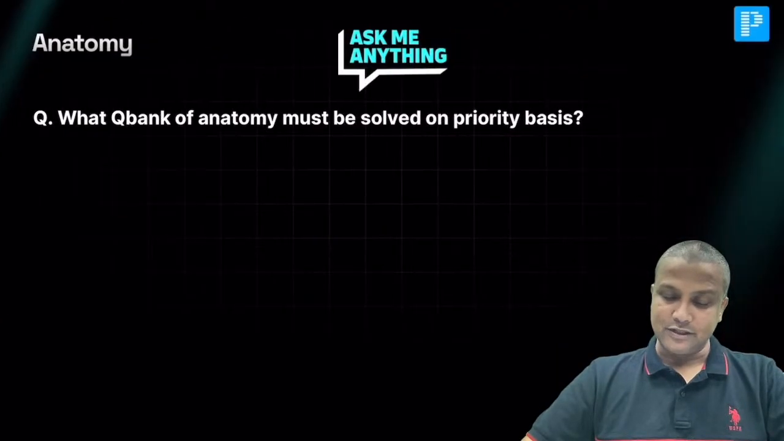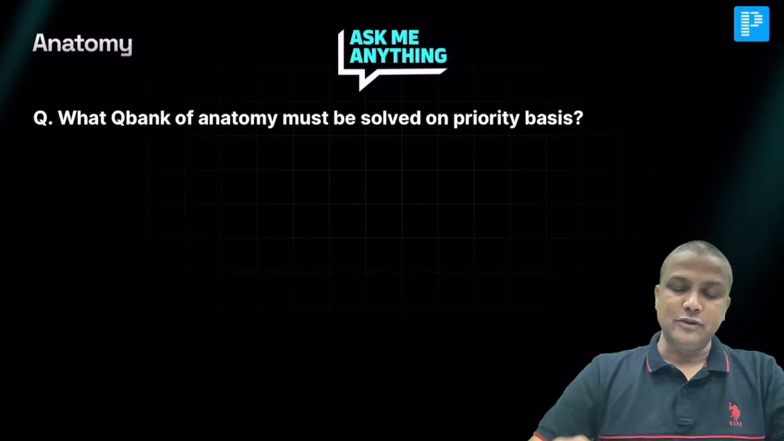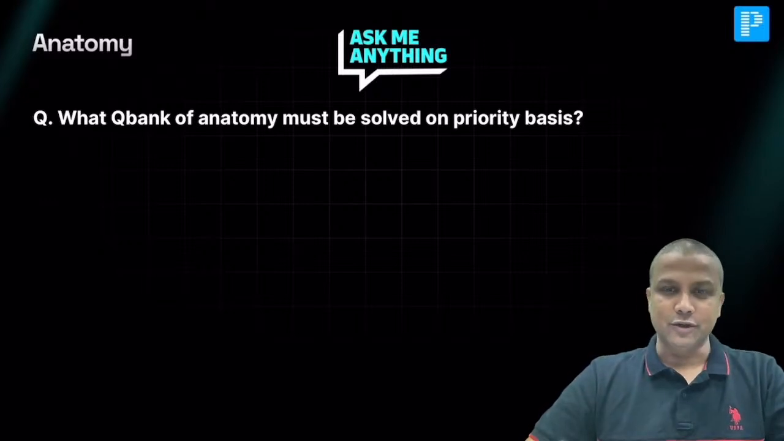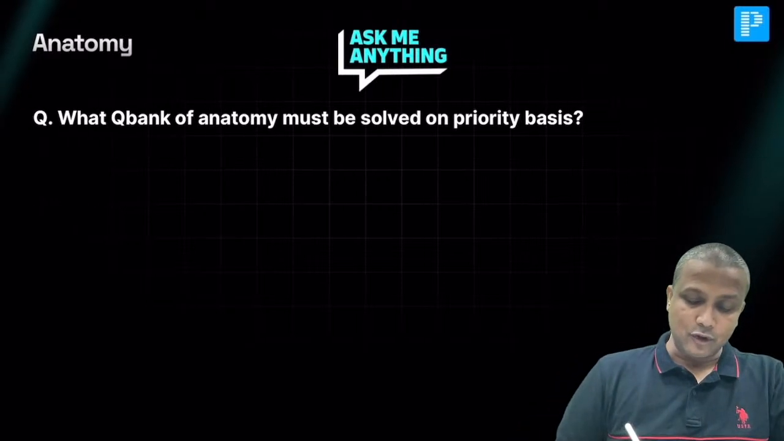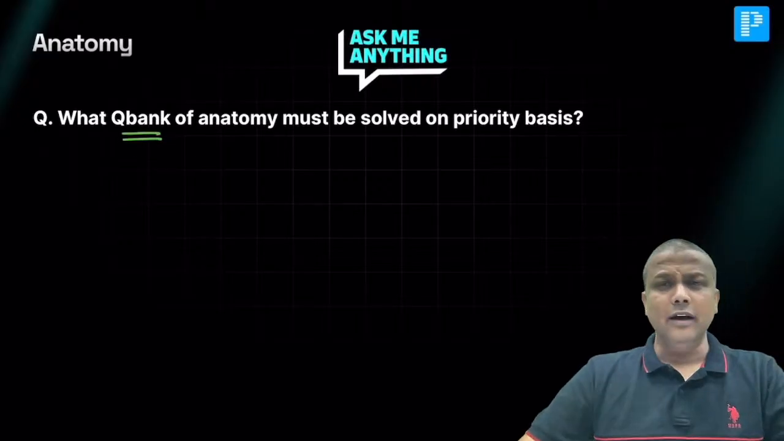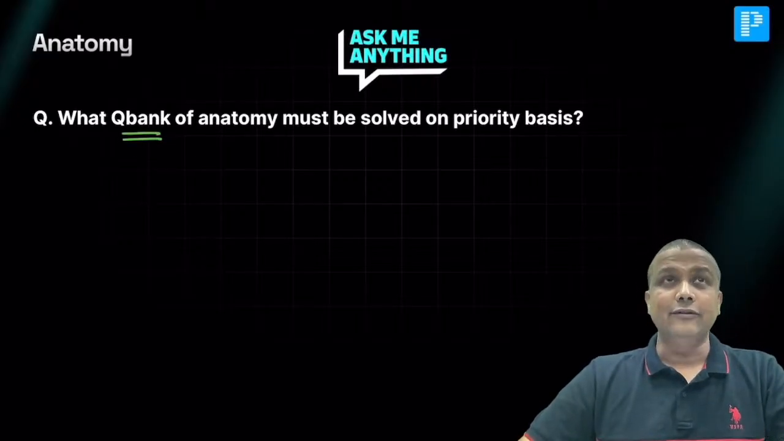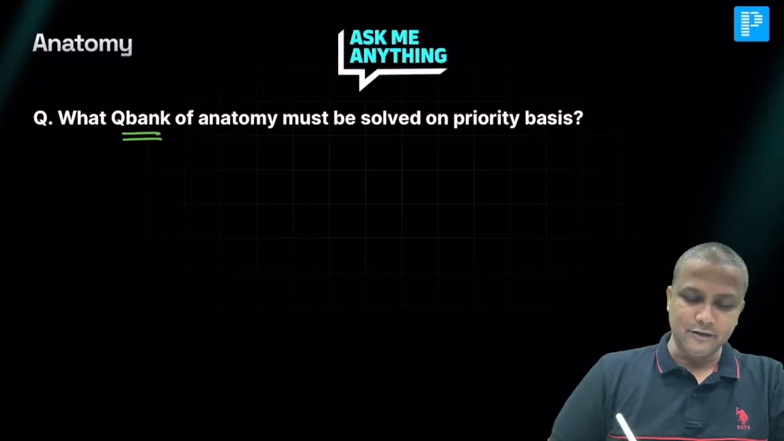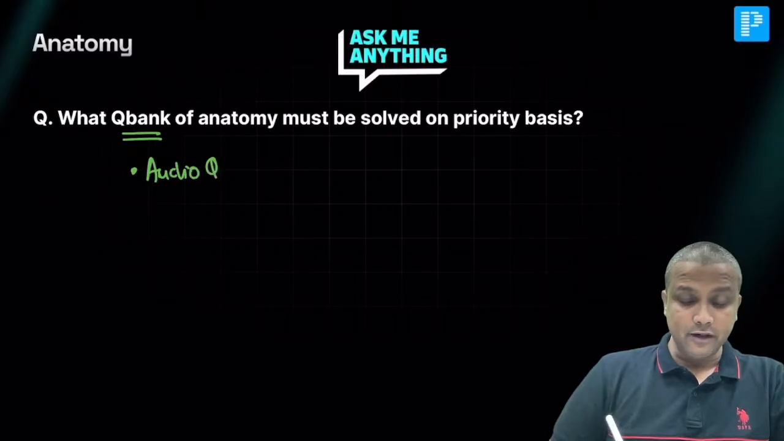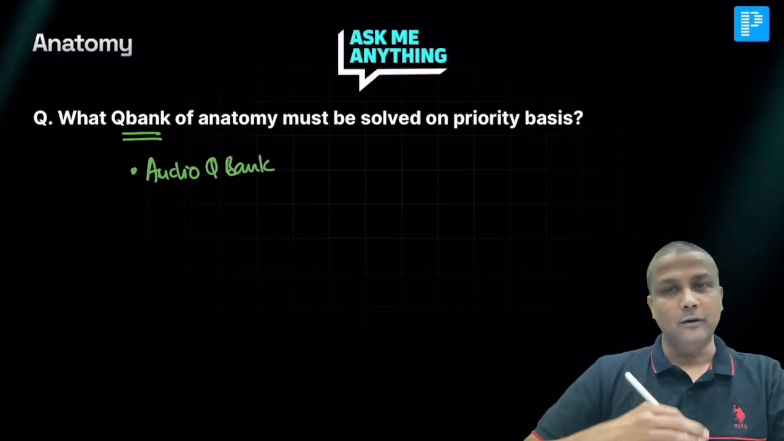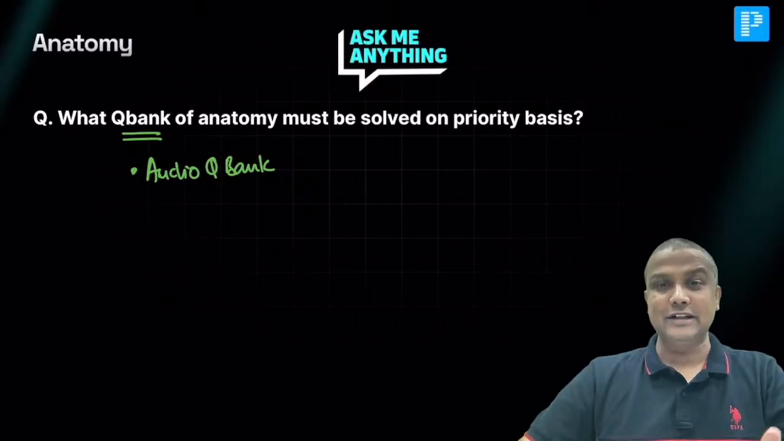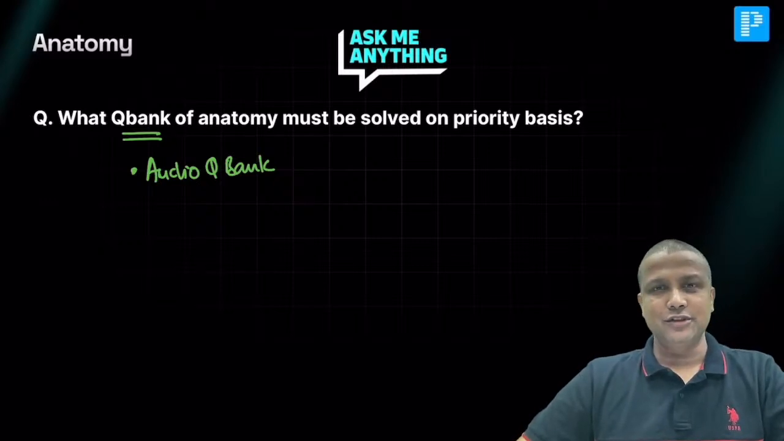Okay. Next one, sir. What question bank of anatomy must be solved on a priority basis? Of course, the question bank which is given to you in PrepLadder, if you solve that. Why? Because recently it has been completely revamped, and we have also done the audio question bank, the latest feature that you can avail here, where all the faculties have recorded all the solutions of the questions, respectively by the faculty himself. The question bank has been recorded, so you can just go watch that one.